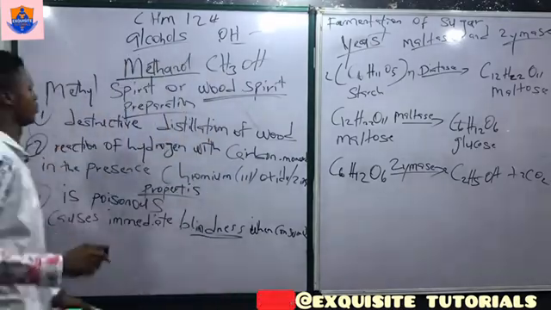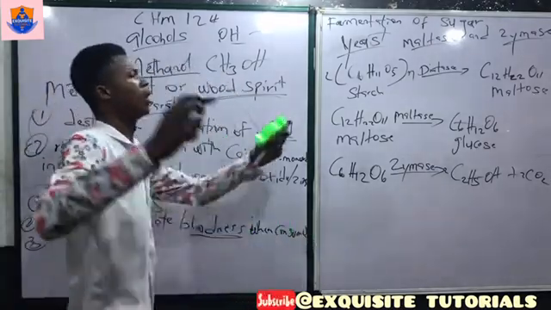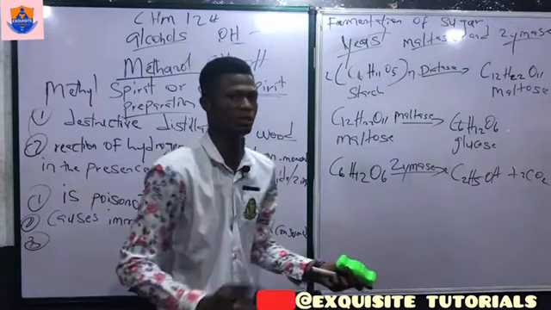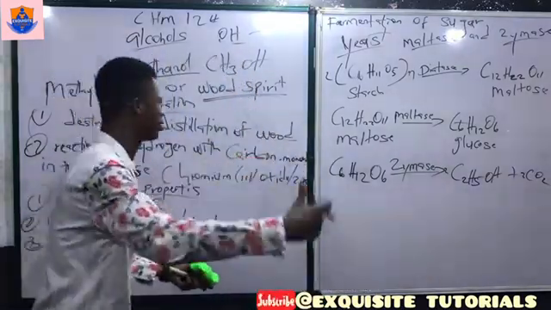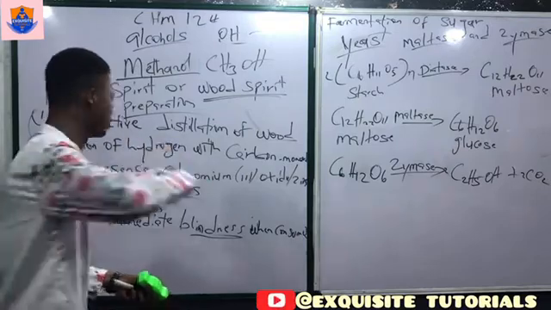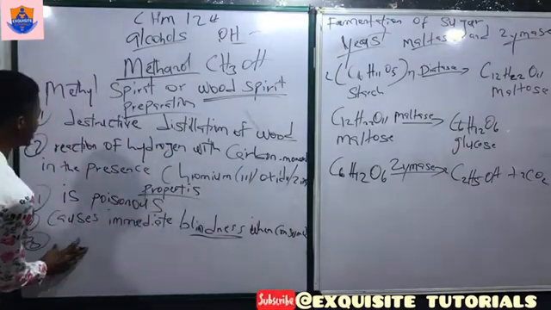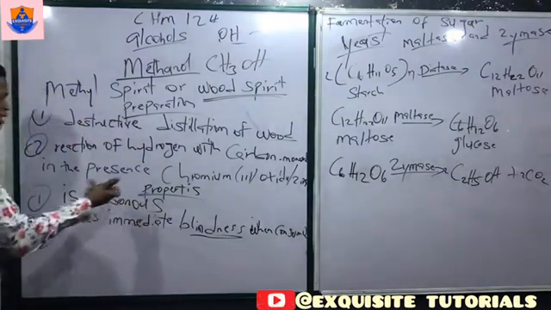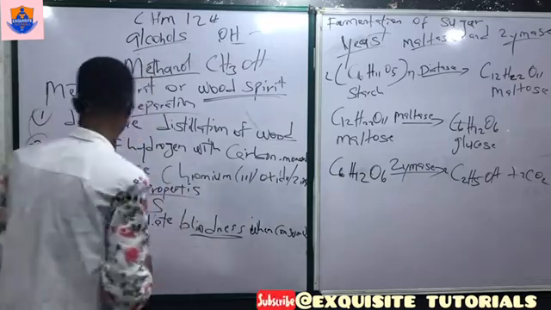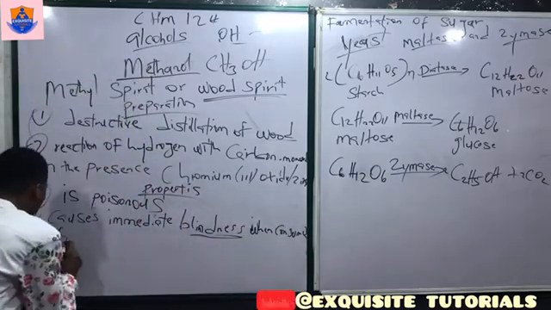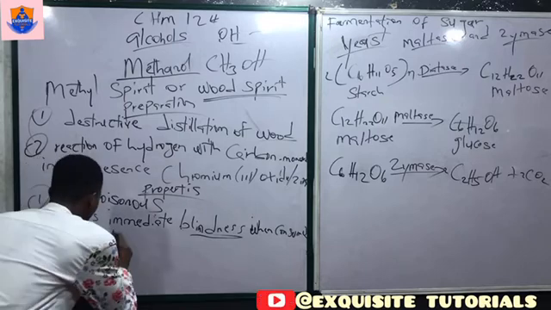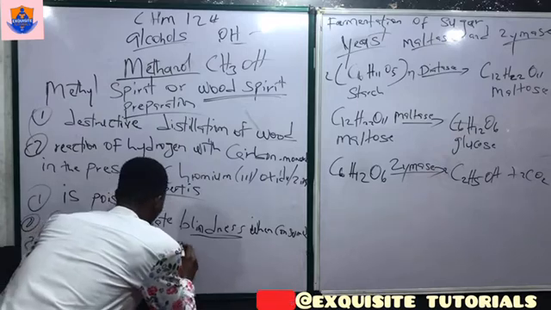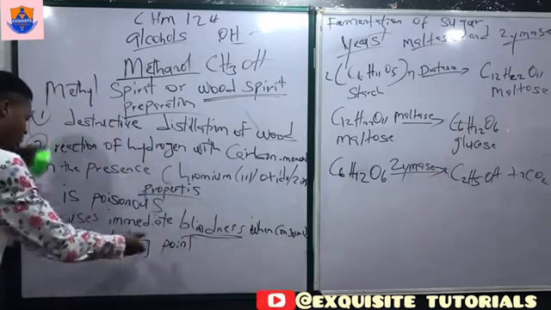Now, number 3, properties of methanol. All alcohols have almost the same chemical and physical properties, but there are differences between methanol and ethanol. One major difference is that methanol is poisonous, just like I told you, but ethanol is not poisonous. Before we get to ethanol, methanol has a boiling point of 67 degrees Celsius. It boils at 67 degrees Celsius. This is another property of methanol.